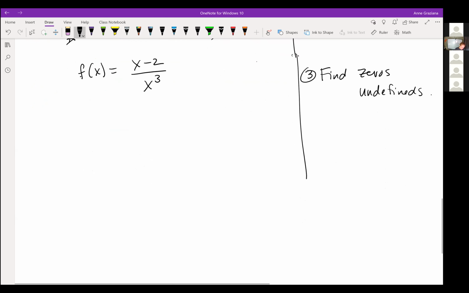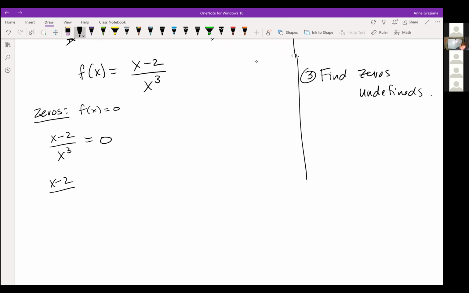All right, so here's my function. So zeros just means we set the whole function equal to 0. So this is x minus 2 over x to the third equal to 0. An equal sign does allow me to multiply both sides by x cubed. It's fair game. So I get x minus 2 is equal to 0, which means that x is 2. So this is my 0.